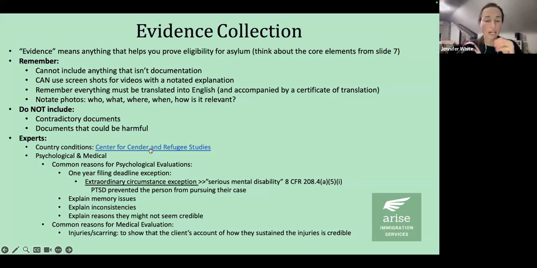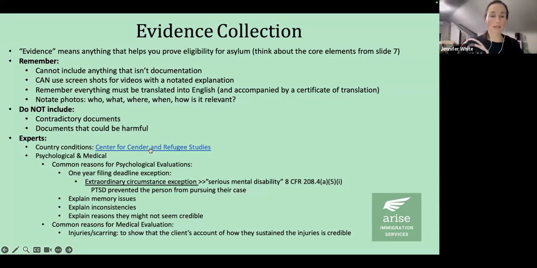So if your client has memory issues, a lot of times you want to file a more sparse affidavit, with more generic, generalized explanations, because you don't want them to contradict themselves in the interview. And it can be helpful to supplement that with a psychological evaluation.